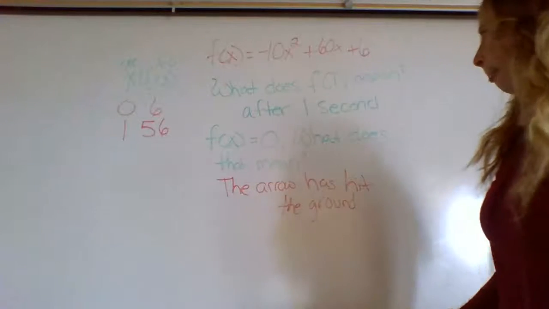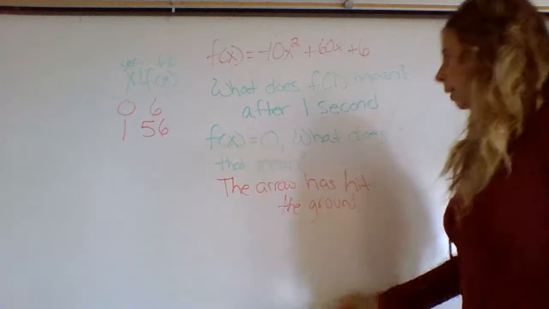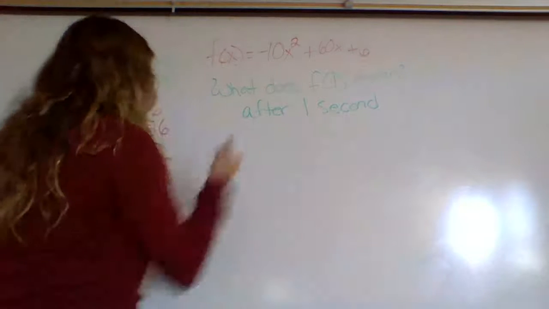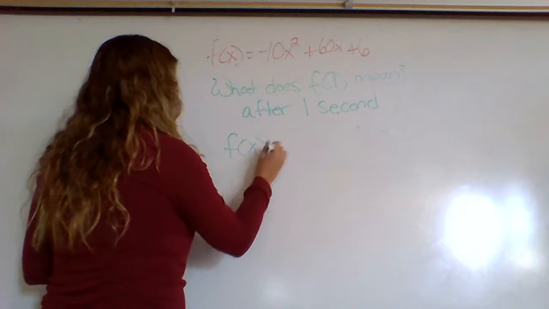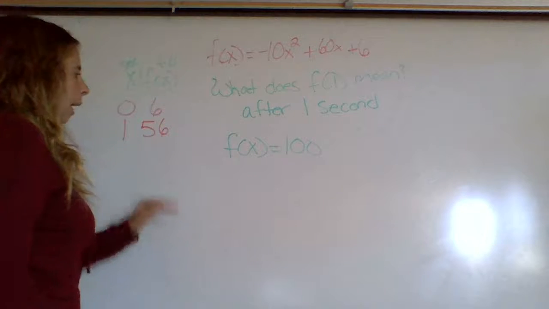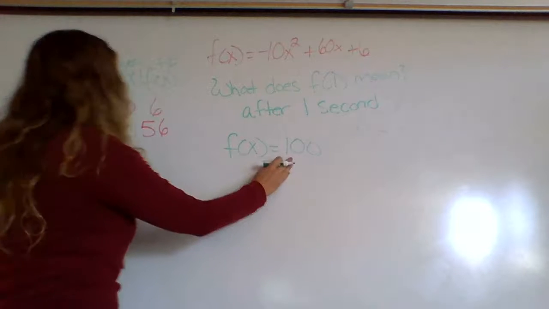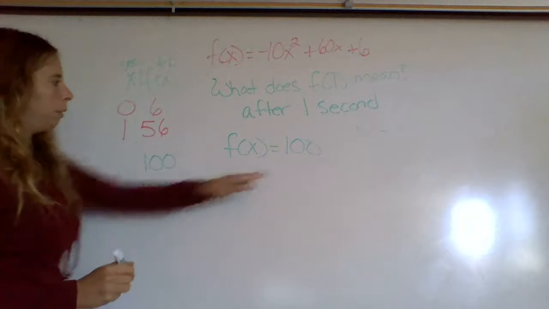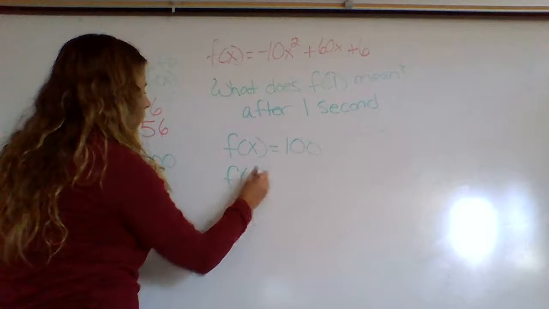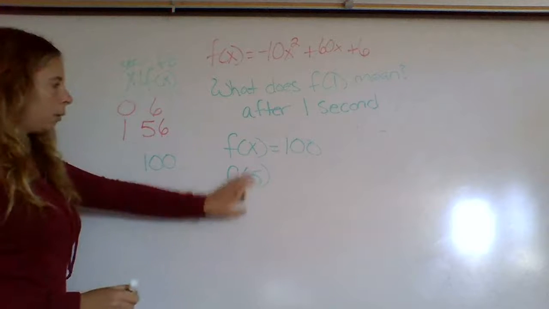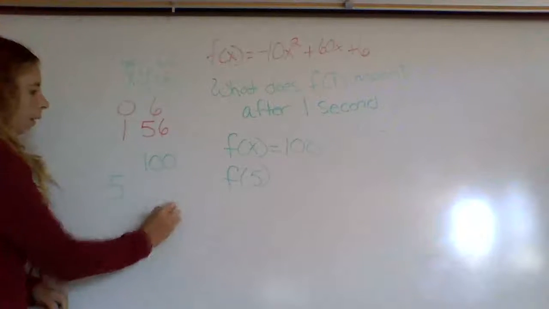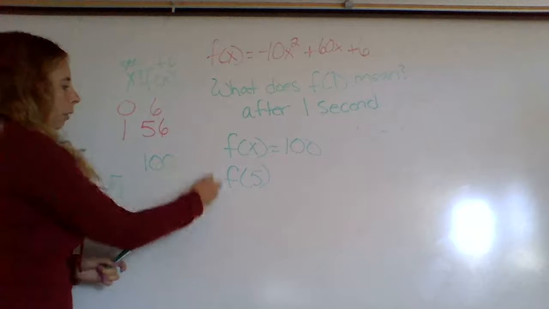All right. So be careful on how they write it. If they write f of x equals 100, that doesn't mean x equals 100. We don't know what x is. We know that it is 100 feet off the ground. F of x equals 100. On the other hand, f of 5, then we're substituting in for x. So if x is 5 seconds, how far off the ground is the arrow? So be careful on how you read these.